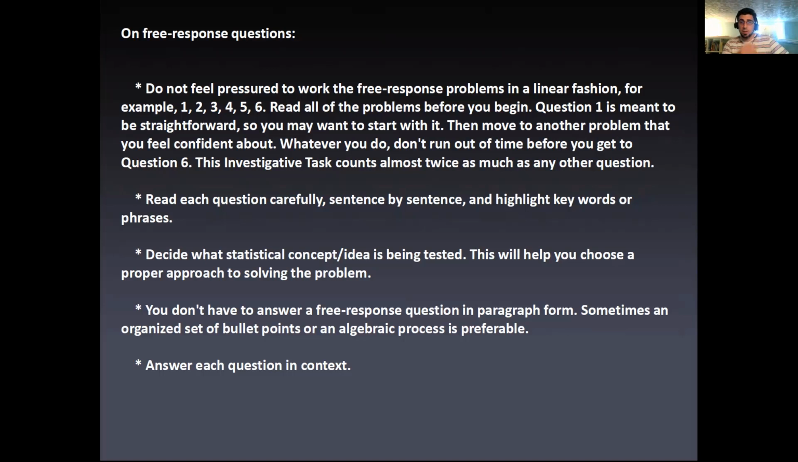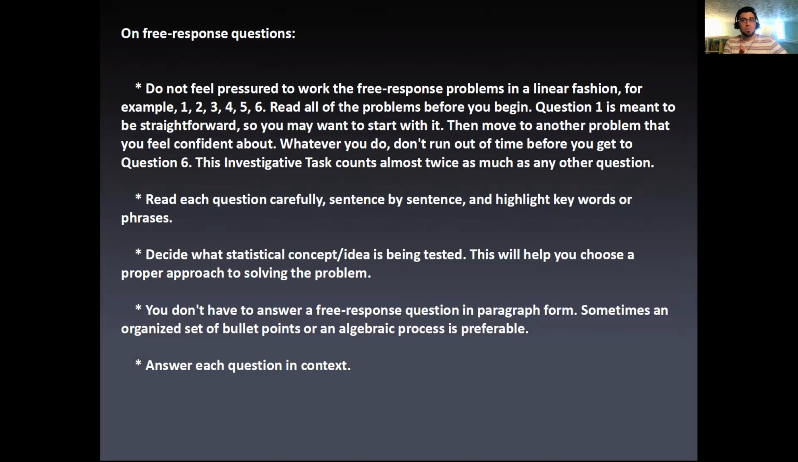Okay, so on free response questions, don't feel pressured to work all the free response questions in a linear fashion, just like we talked about with the multiple choice questions. Pick off the low-hanging fruit first. Typically, question 1 is going to be more of a straightforward type of problem, and you might want to start with that, but then move on to another problem that you feel confident about.